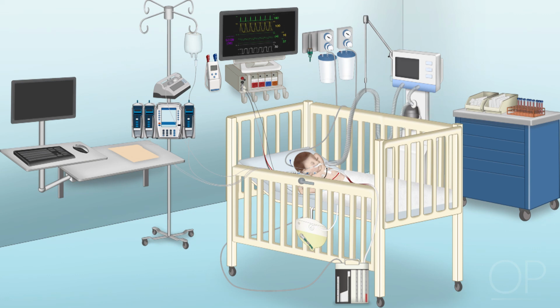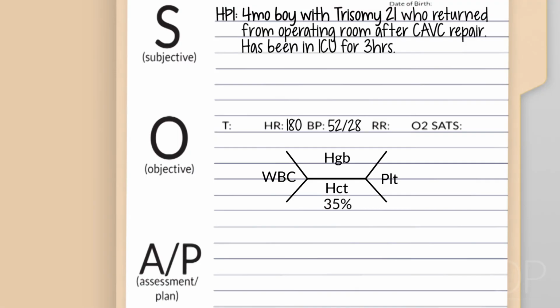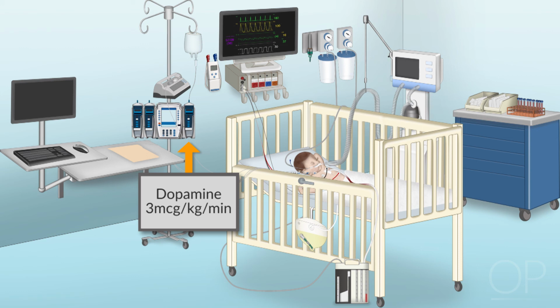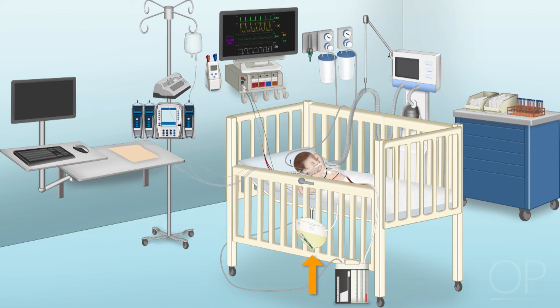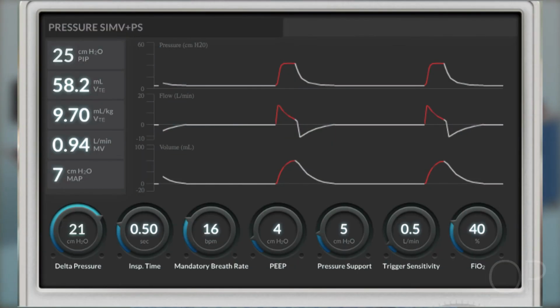Bleeding has been moderate since arrival from the OR, approximately 2 milliliters per kilogram per hour. The hematocrit on arrival was 35. Dopamine is at 3 micrograms per kilogram per minute. The urine output has declined. From a respiratory standpoint, the patient is on pressure-controlled ventilation. The PIP, or the peak inspiratory pressure, is 25. The PEEP, or positive end-expiratory pressure, is 4. The rate is 16, and the FiO2 is set at 40%.